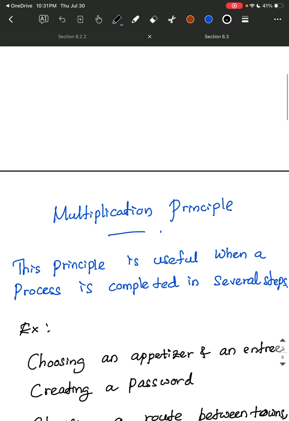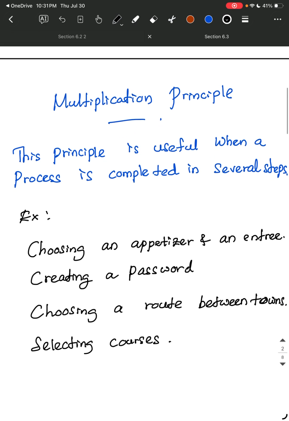For an example, think about choosing an appetizer and entree. When we go to the restaurant, we have the menu card and we want to select an appetizer and one entree. But there are a lot of appetizers and entrees that we can select. That means the process is completed in several steps. We can select one appetizer and one entree, then the second appetizer and first entree.